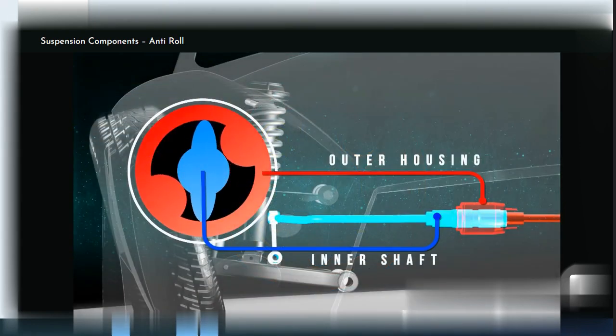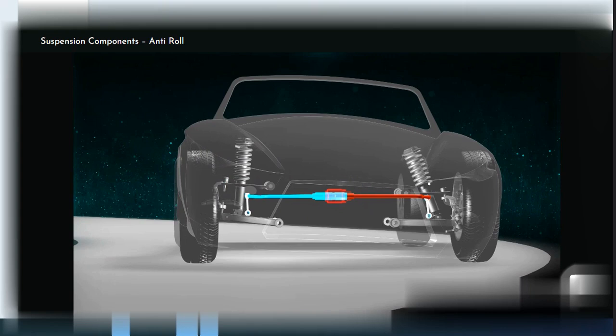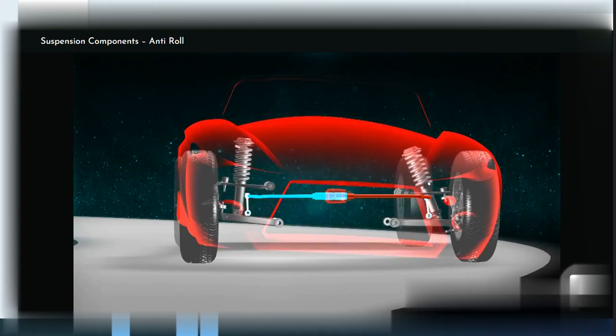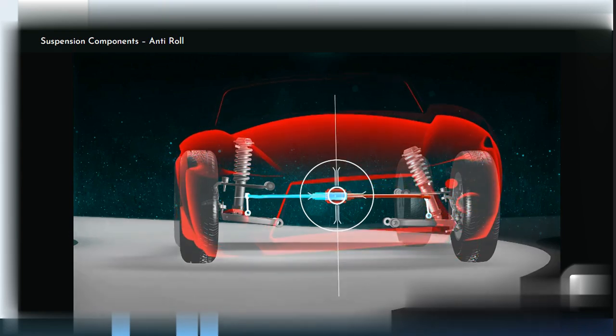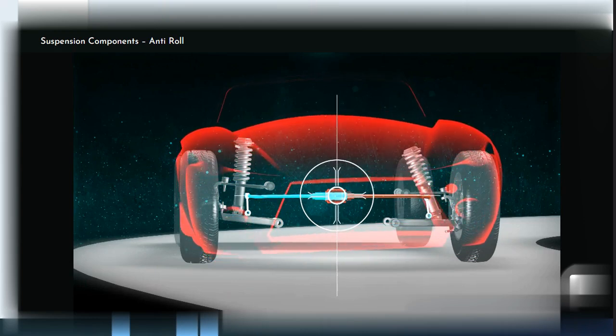Since one half of the anti-roll bar is connected to the inner shaft and the other to the housing, the 2 halves turn in opposite directions. This torque at the anti-roll bar connections produces the active movement around the vehicle longitudinal axis. This counteracts the body's rolling action while cornering. The vehicle body is forced upwards on the outside of a bend and dragged down on the inside of a bend.